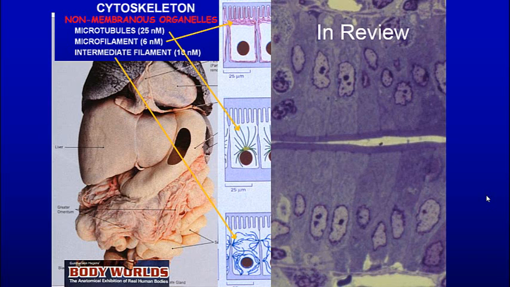So in review, cytoskeletal components are really part of the non-membranous components. We have microtubules, which direct vesicles. We have intermediate filaments, which hold muscle myofibrils together, as well as other functions, stabilize cells. And also we have microfilaments that help cells move, to direct the movement of cells. Microtubules are associated with chromosomes pulling apart.